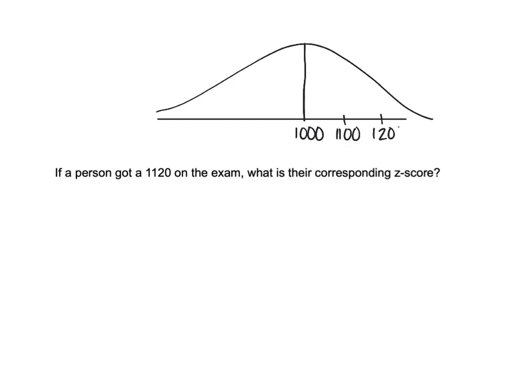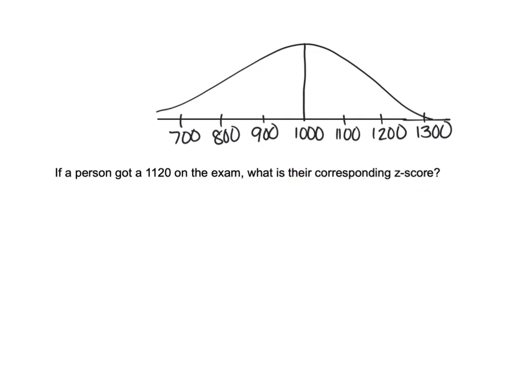1,100, 1,200, and 1,300. 900, 800, and then 700. So the question is asking now, if a person got a 1,120 on the exam, what is their corresponding z-score?